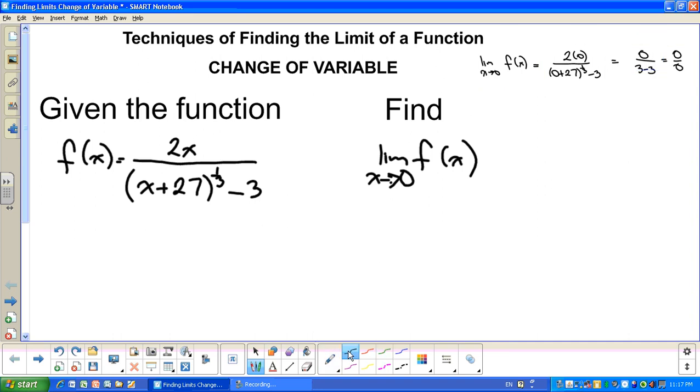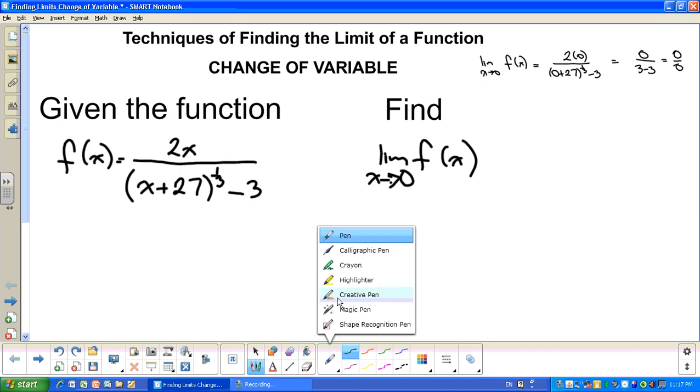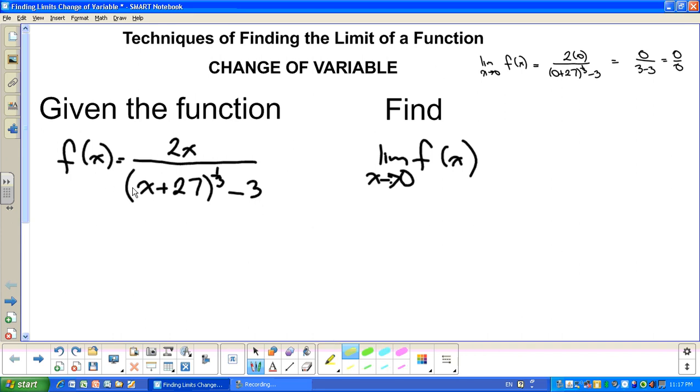Okay, so how do we eliminate the discontinuity? Algebraically. We're gonna do a change of variable. We're gonna rename this part of my formula, x plus 27 to the power of 1 over 3. I'm going to use a new letter. So I'm going to say that (x plus 27) to the power of 1 over 3, let's call this t, for example.